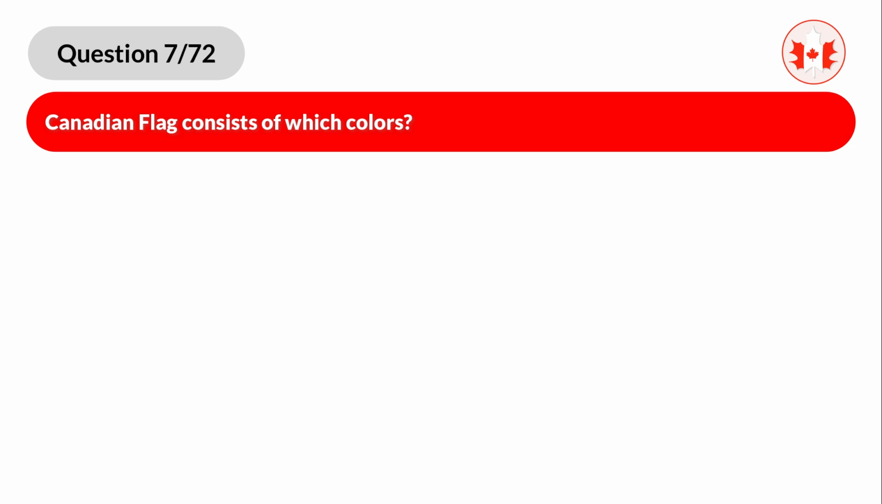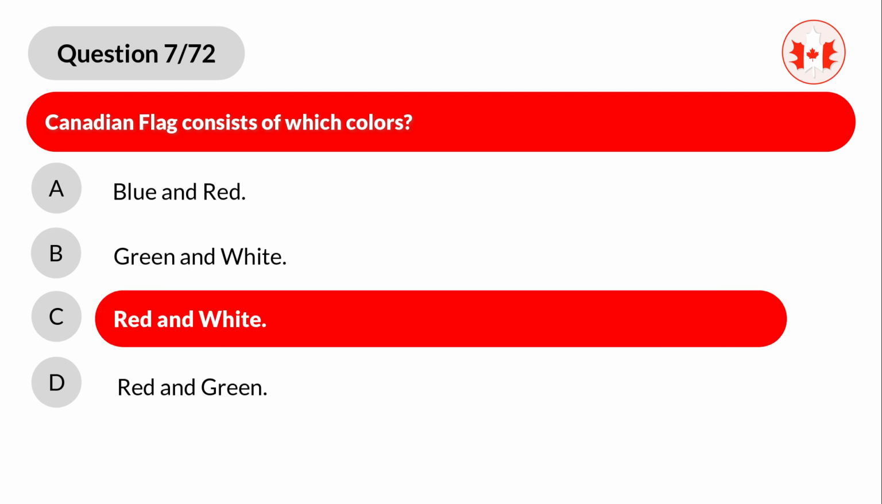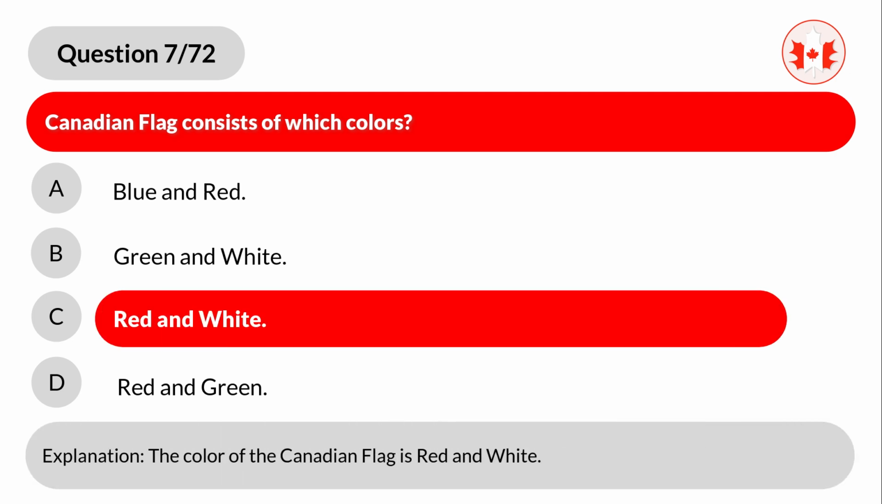Question 7. The Canadian flag consists of which colors? A. Blue and red. B. Green and white. C. Red and white. D. Red and green. The correct answer is C. Red and white. Explanation: the color of the Canadian flag is red and white.